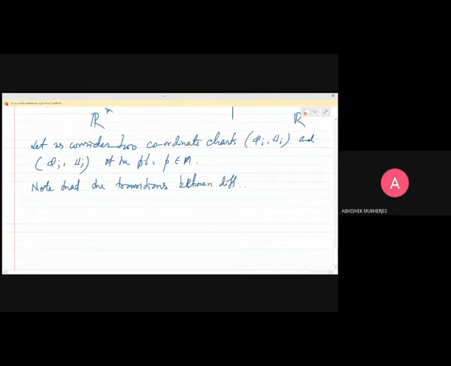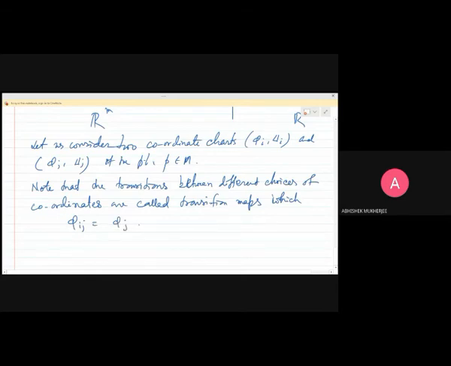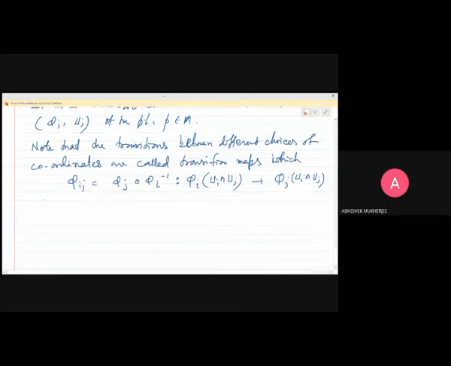So these transitions between different choices of coordinates are called transition maps, that is, phi_ij defined as phi_j compose phi_i inverse from the set phi_i of U_i intersection U_j to phi_j of U_i intersection U_j, which are homeomorphisms.